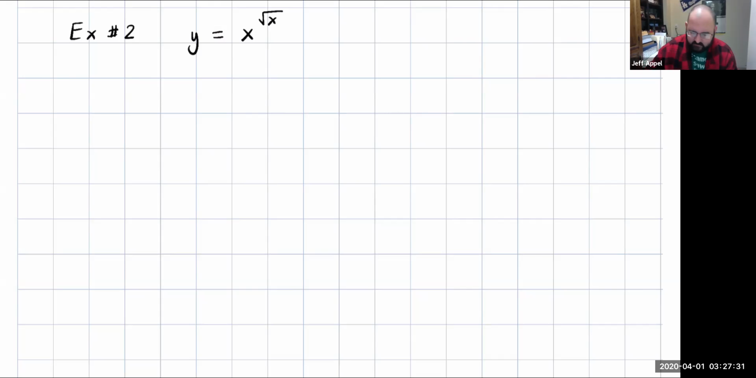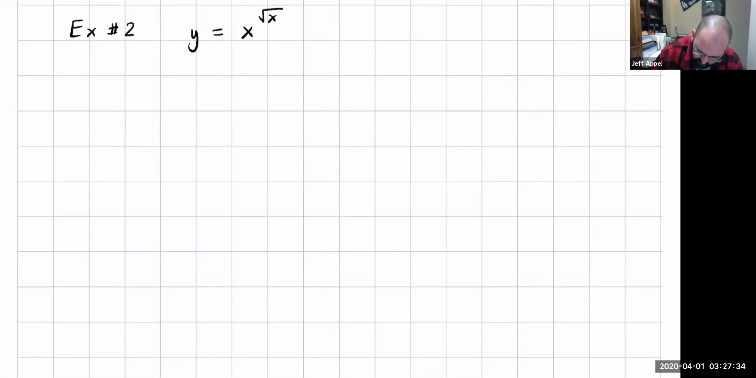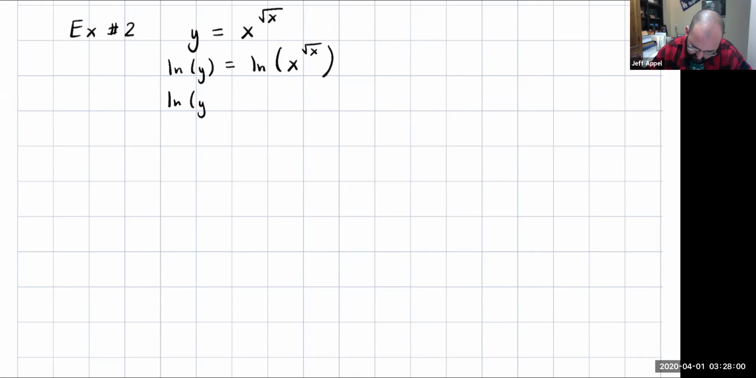So our first step is to take the natural log of both sides. So we would write the natural log of y is equal to the natural log of x raised to the square root of x. And this time there's only one of the properties that we're going to be dealing with. That property is the power rule, which is going to tell us that we can take that power of the square root of x and move it down to the front. So we have the natural log of y is equal to the square root of x times the natural log of x.